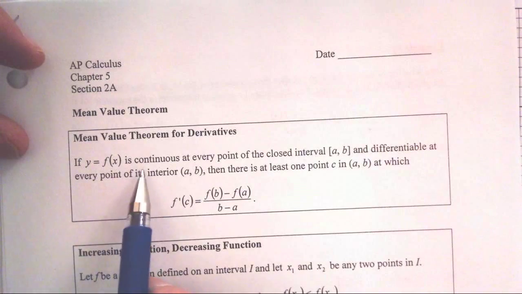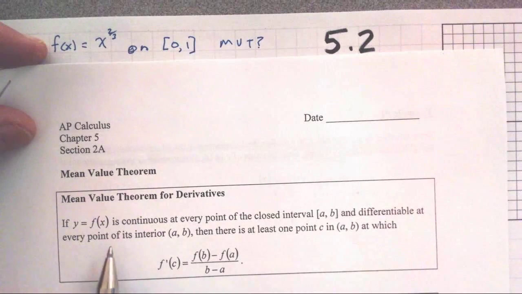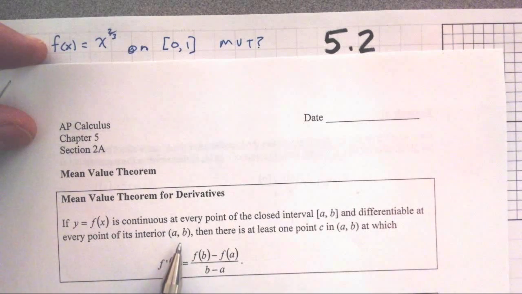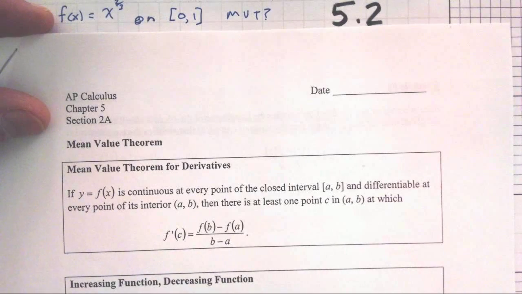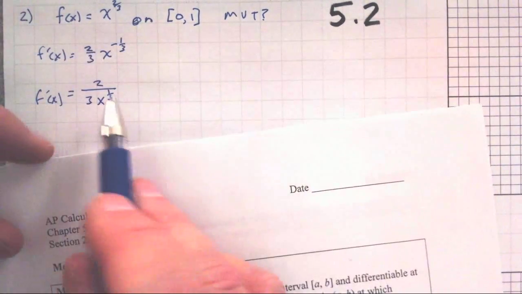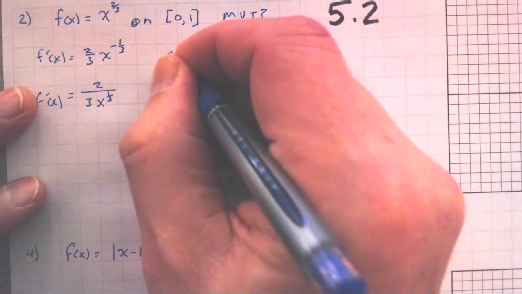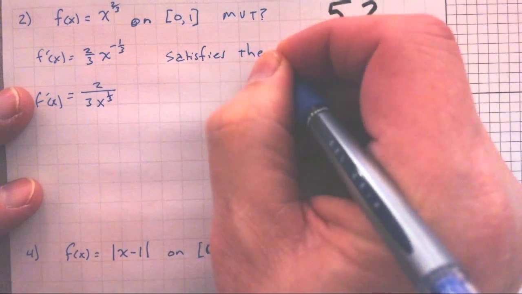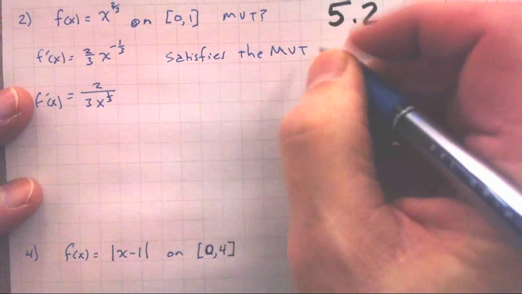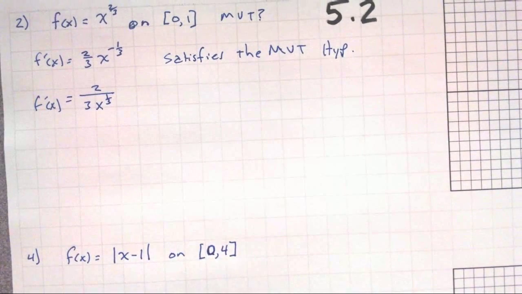If y equals f of x is continuous at every point, well, the function is continuous from 0 to 1 and differentiable at every point of its interior. So that would exclude that value of 0. Therefore, anything bigger than 0 here is going to be fine. So this barely satisfies the mean value theorem hypothesis.